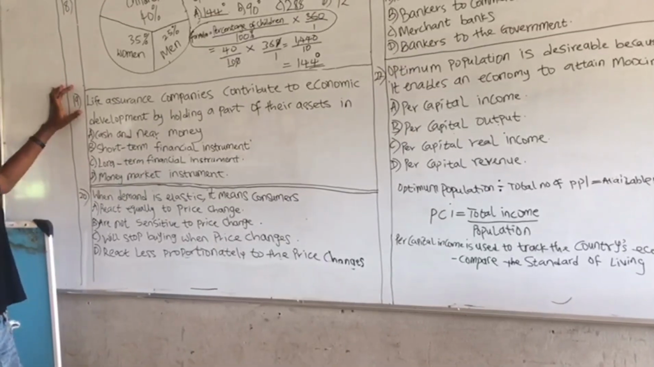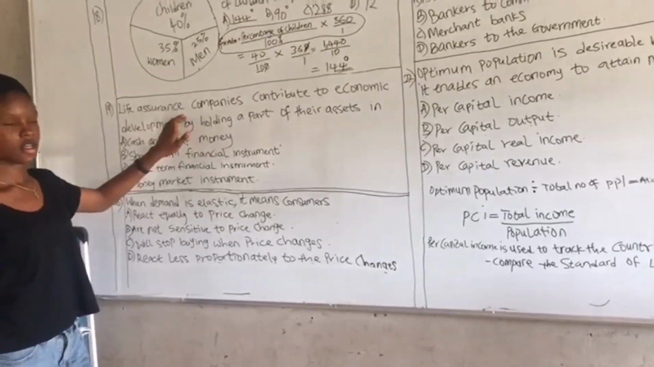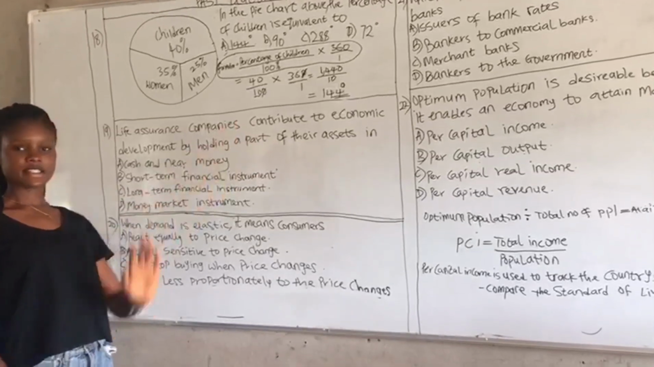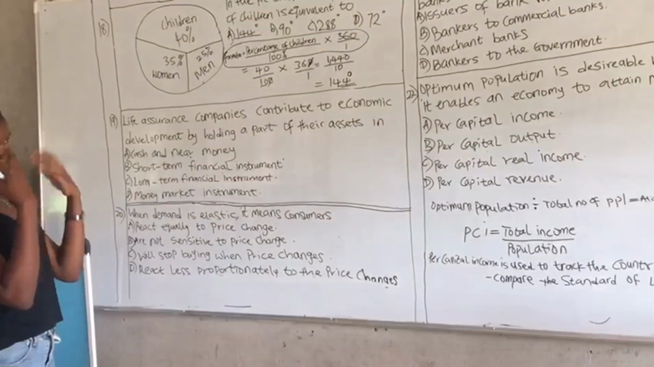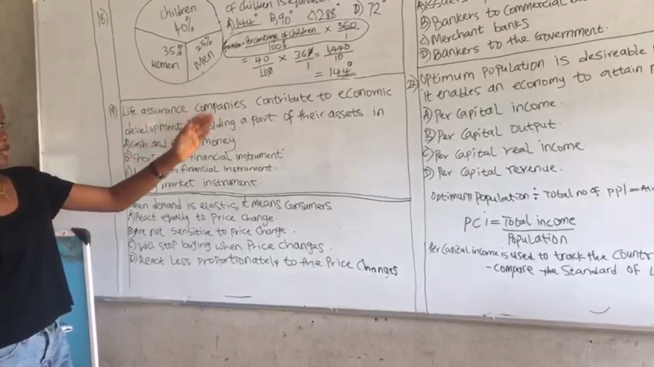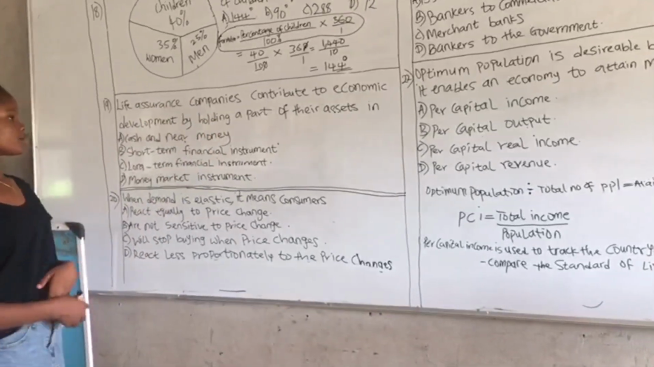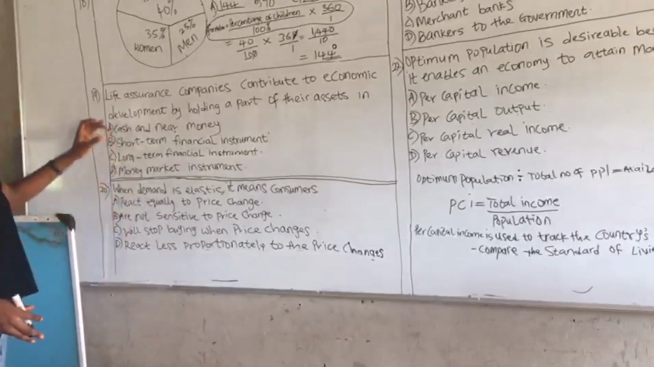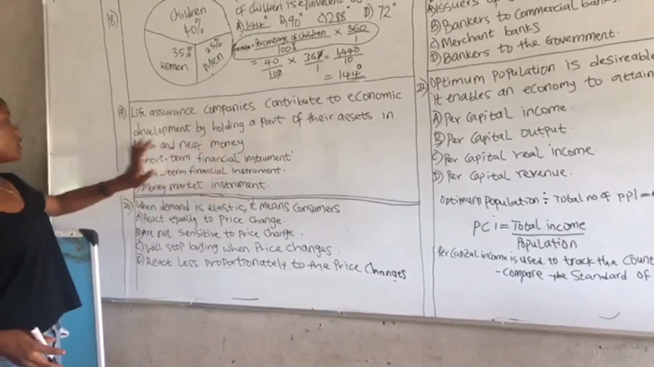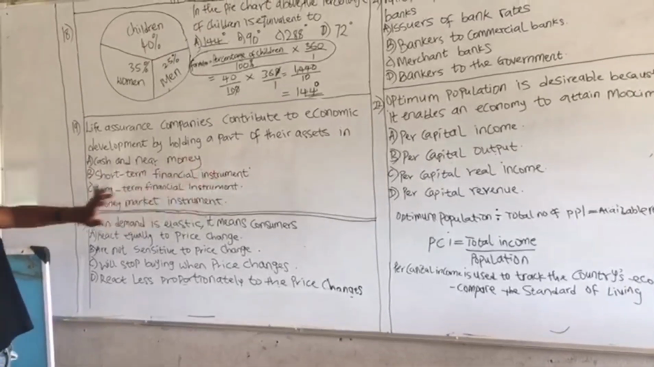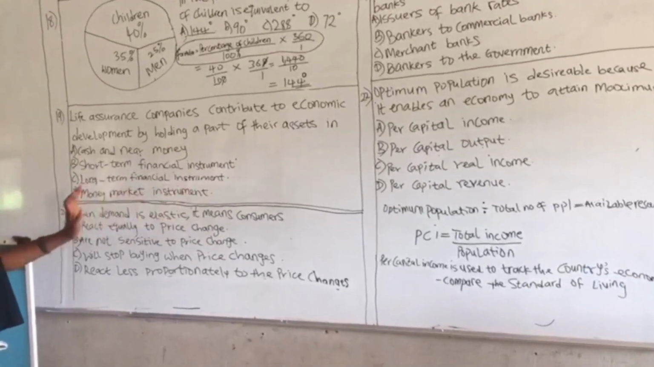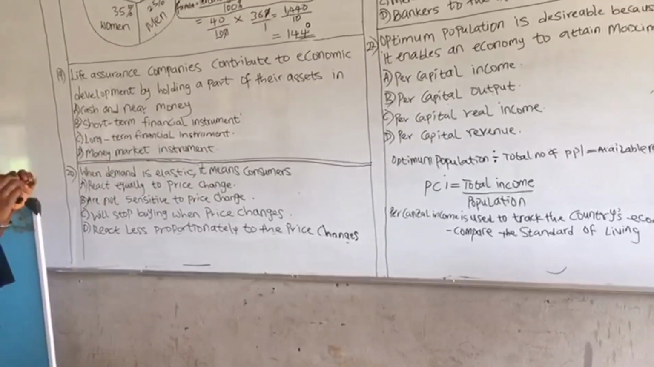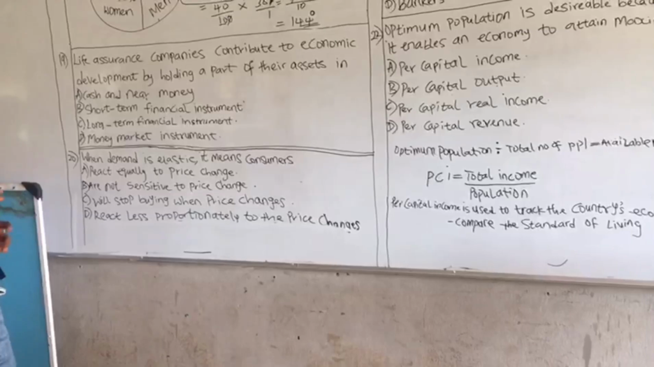Number 19. Life insurance companies contribute to economic development by holding a part of their assets. First of all, you need to understand the question. Life insurance companies, how do they contribute to economic development? By holding a part of their assets in A, cash and near money, B, short-term financial instruments, C, long-term financial instruments, D, money market instruments. So I'll explain the options one by one in order to identify the right one.